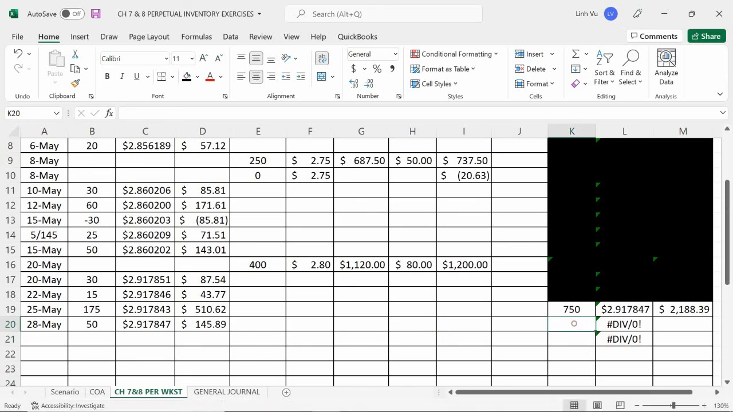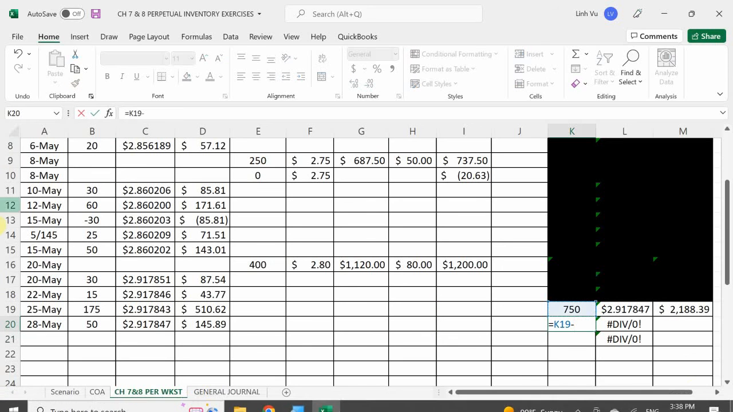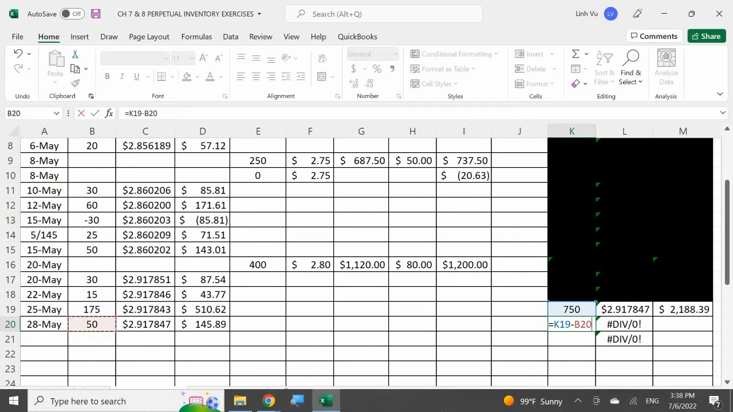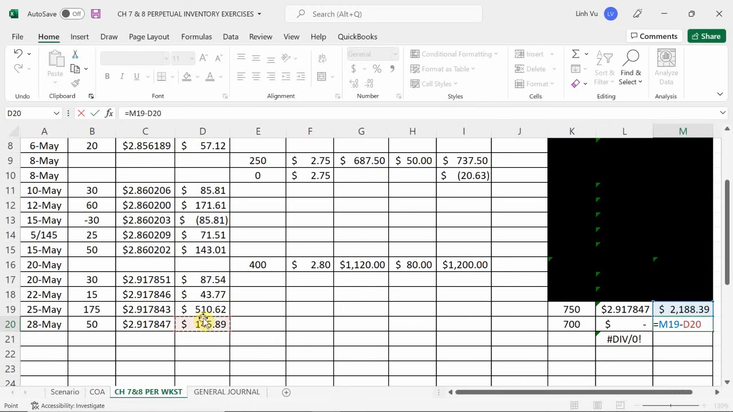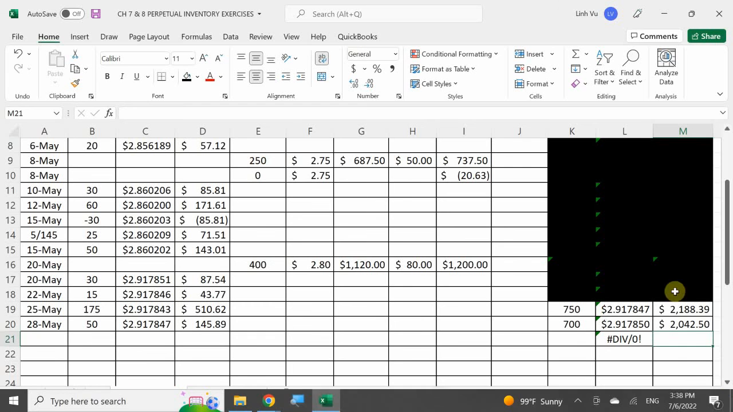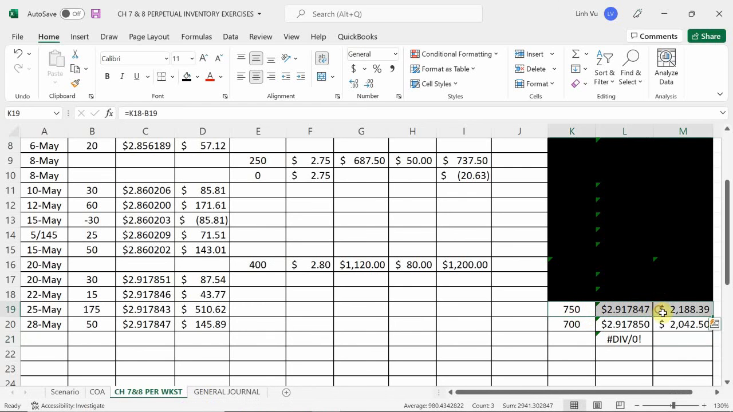So let's once again update my inventory, that I sold 700 units. Or, I'm sorry, that I sold 50 units, leaving me with 700 left. And I sold a total of 145.89, and that's going to lower my amount to 2,042.50.